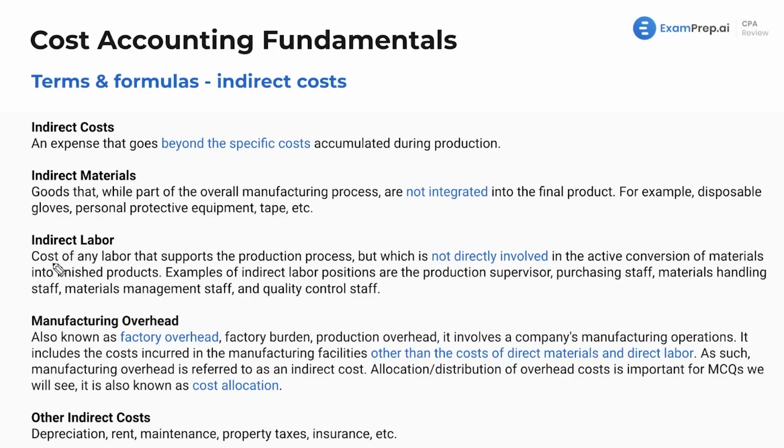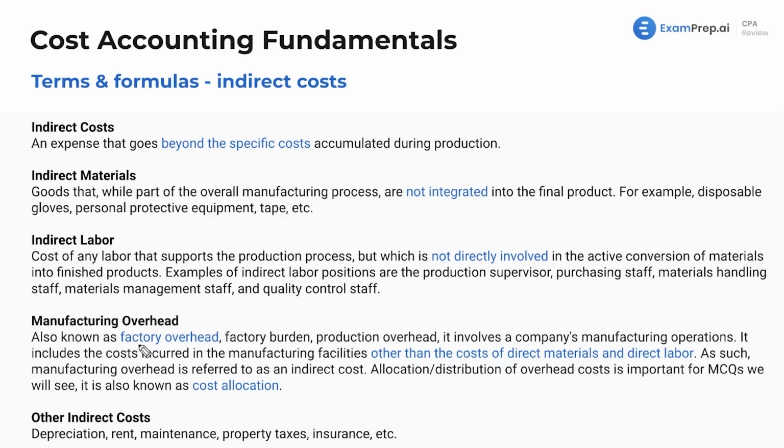Indirect labor is relating to any cost of any labor that supports the production process, but which is not directly involved in the active conversion of materials into finished products. Some examples we have are supervisor. Oh, we love supervisors, right? They just stand around and make sure you're doing your job. Purchasing staff, materials handling staff, materials management staff, quality control, all of them.